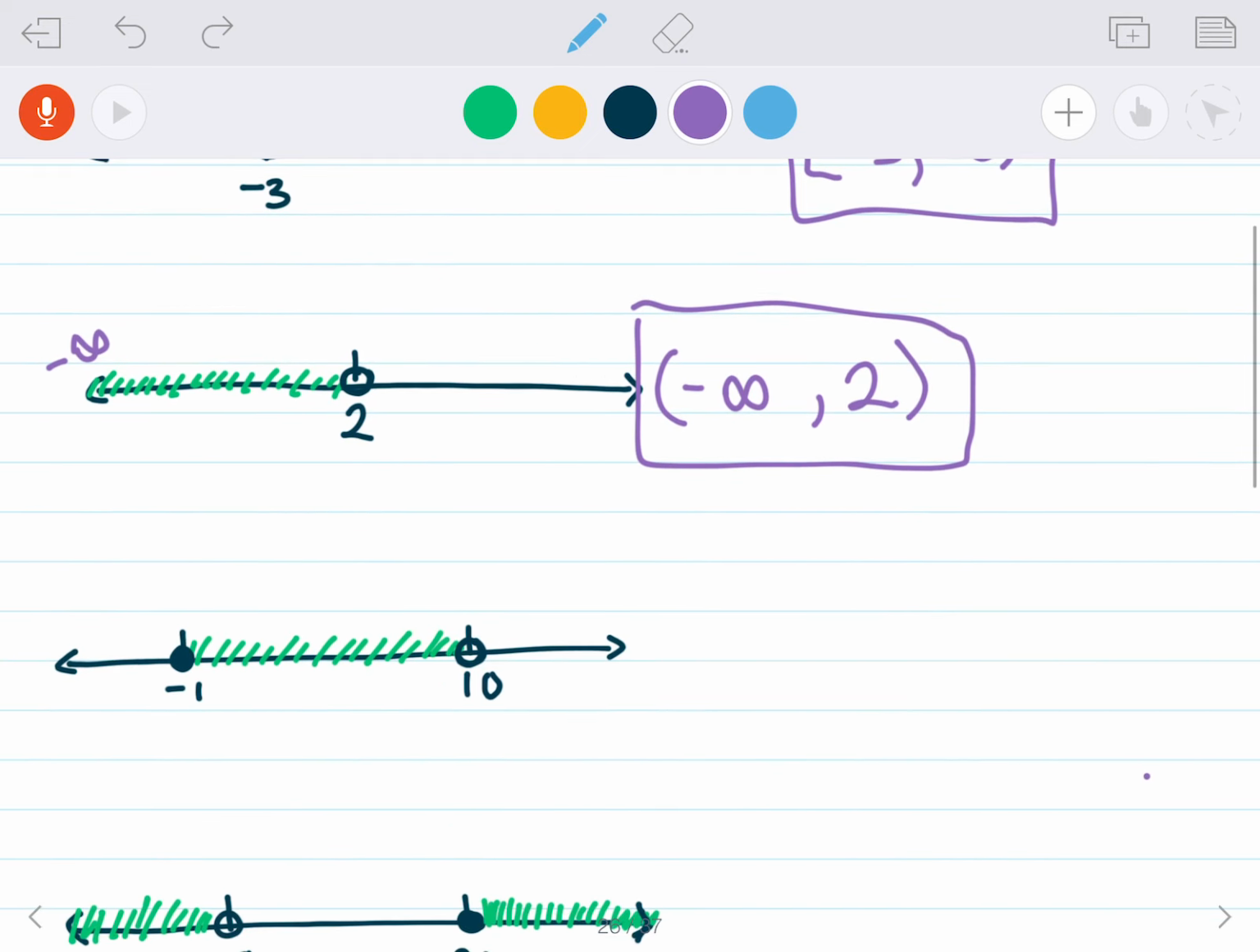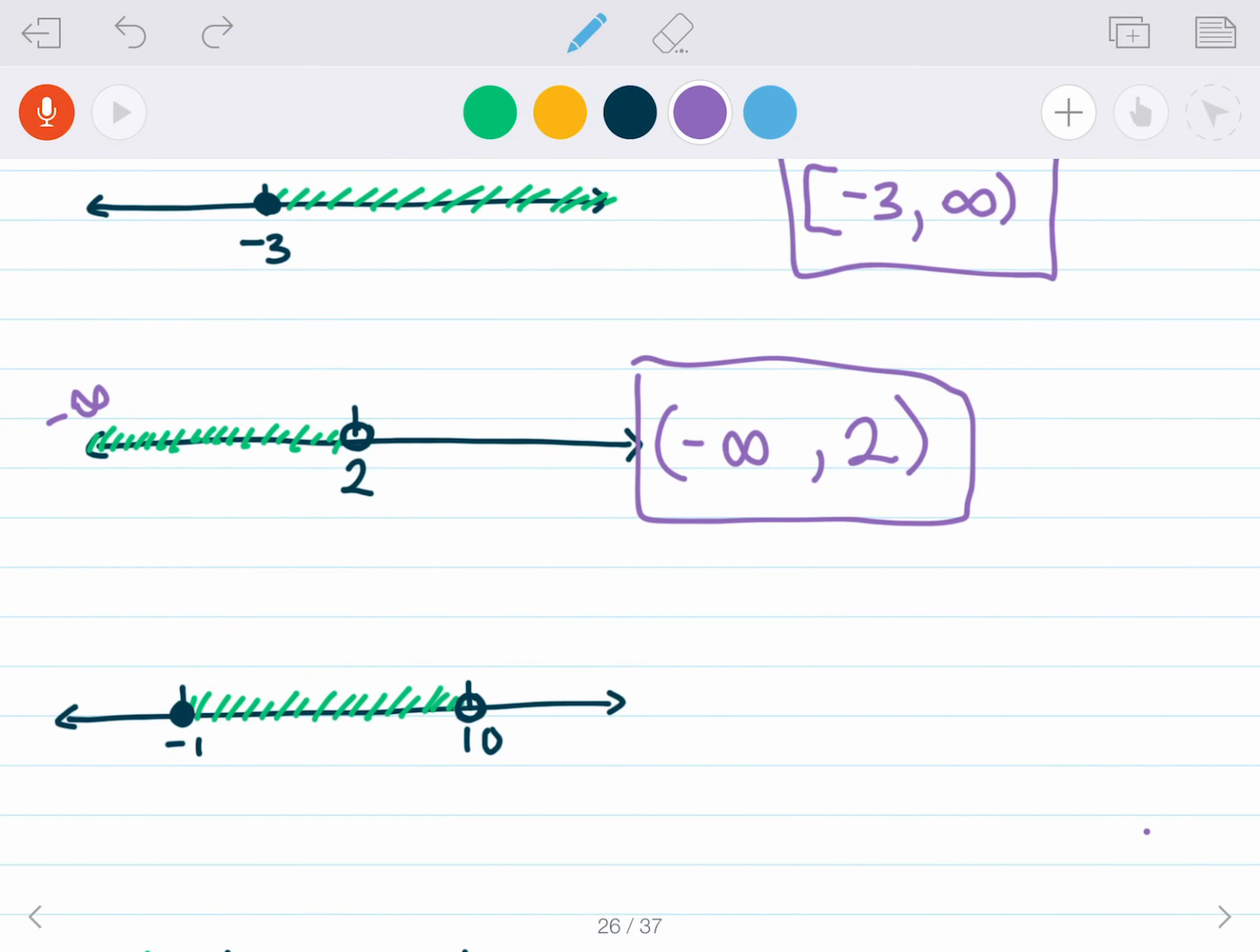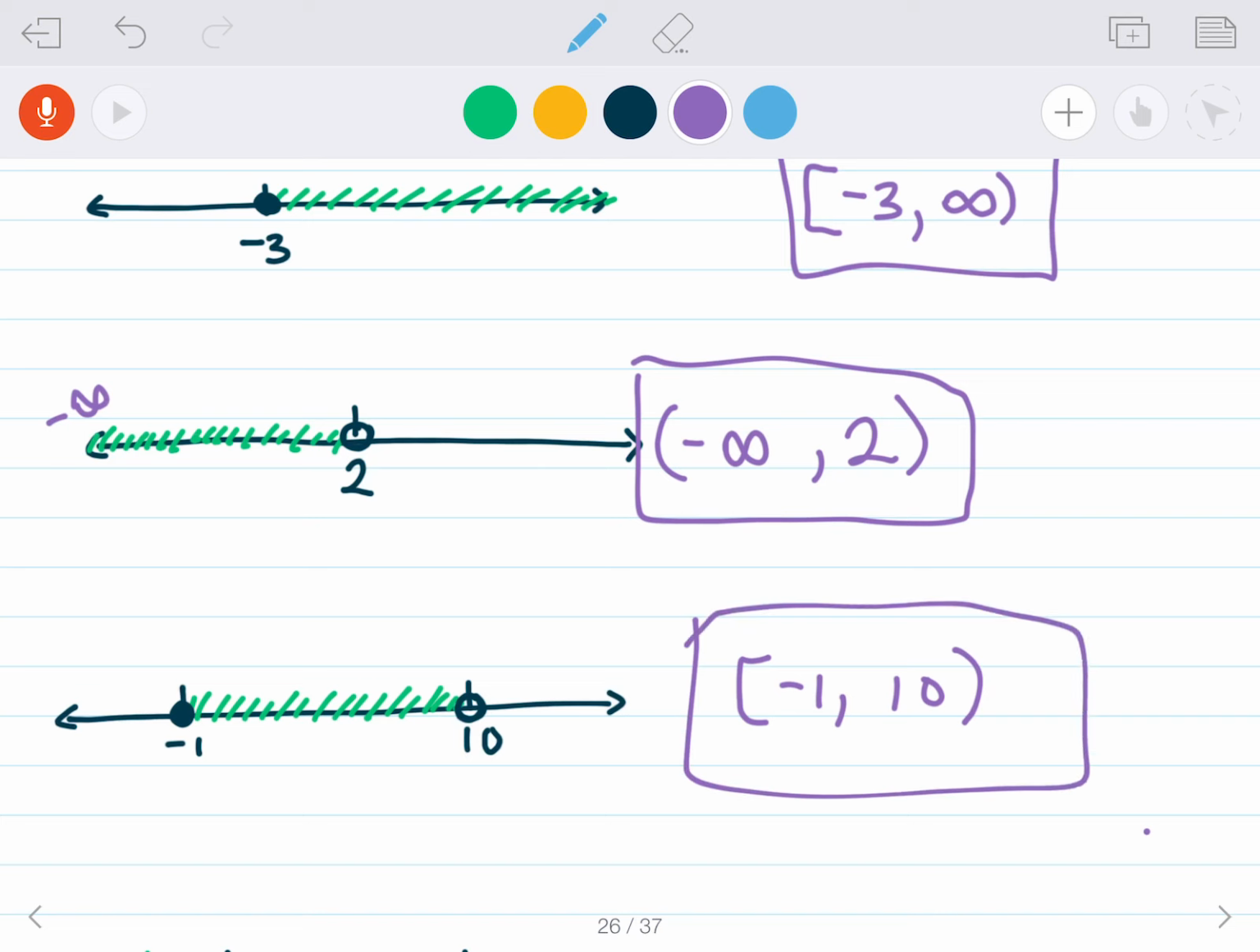What about this one? This one we're going from -1, the smallest thing shaded, all the way to 10. Now, -1 gets a bracket because it has a closed dot, and 10 gets a parenthesis because it has an open dot, and that's our answer. So that is the set of numbers from -1 up to positive 10. That's what's shaded there.